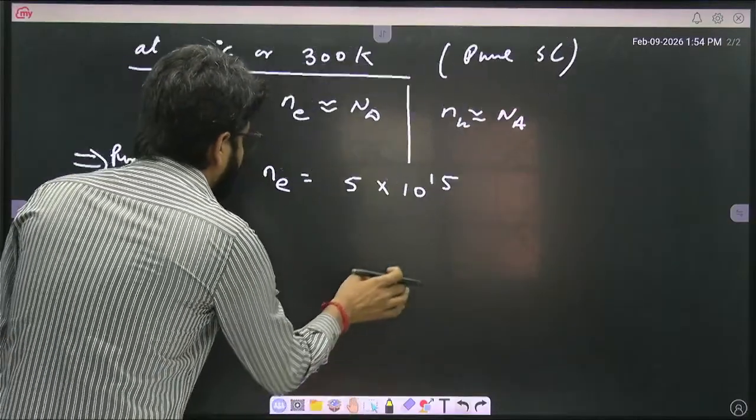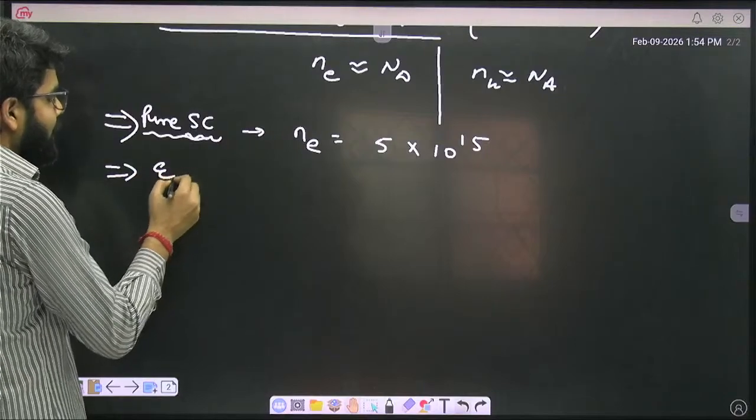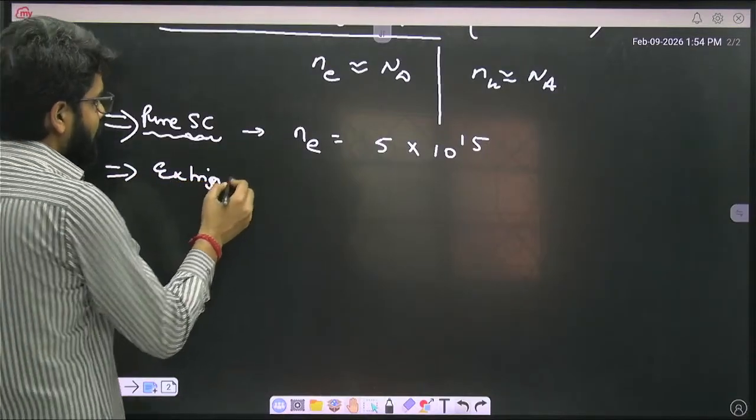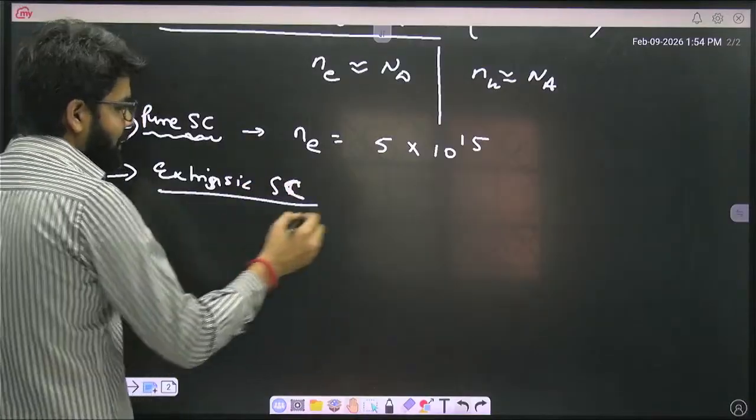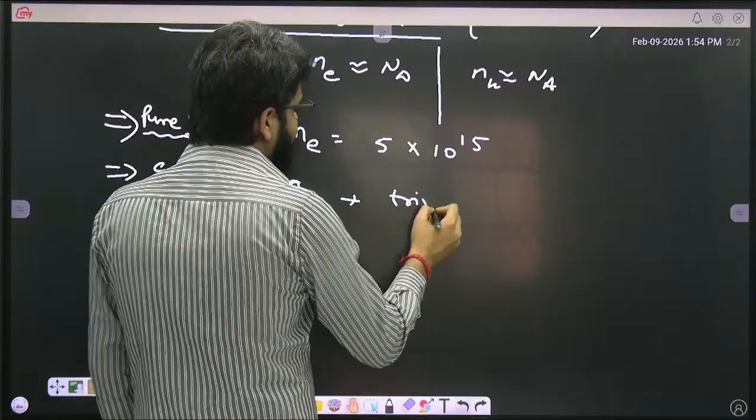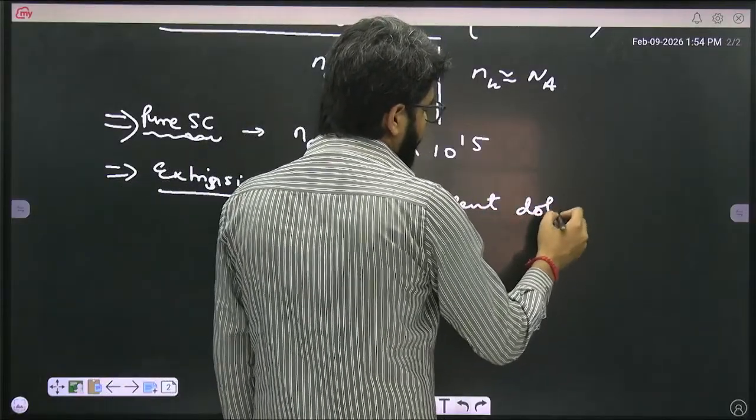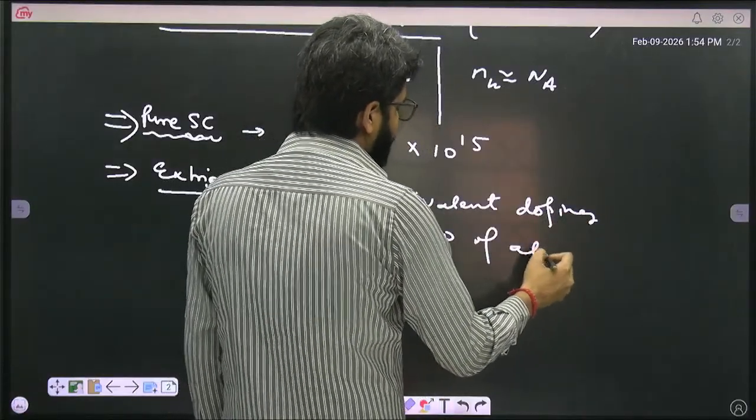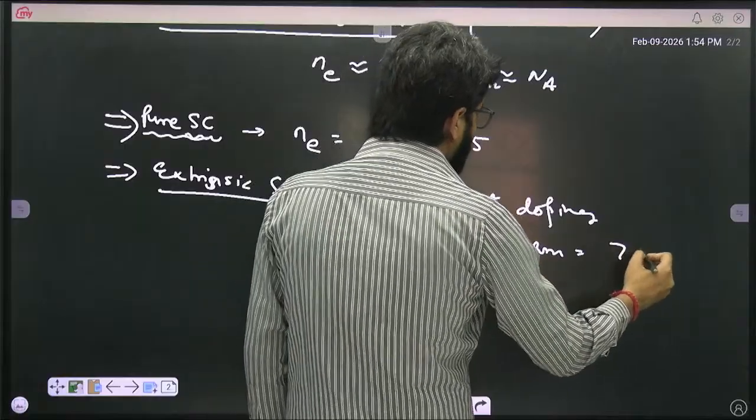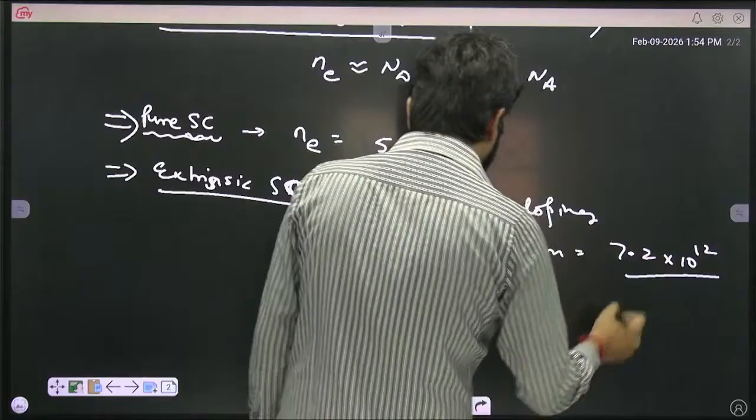Now they gave you another extrinsic semiconductor, and they'll tell you that they are doing trivalent doping, and the number of atoms they have given in the question is, suppose, 7.2 into 10 to the power 12.